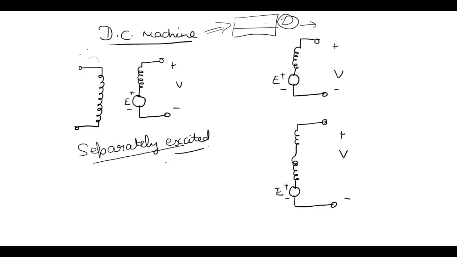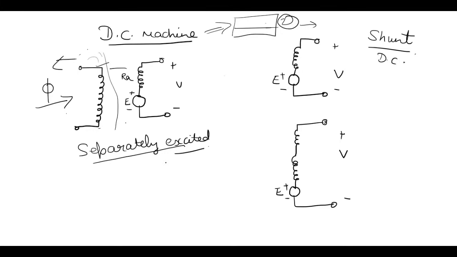Why is it known as separately excited? Because its field winding is separated from the armature winding. There is no connection between these two and therefore we consider field flux, or basically flux, as constant in this case. Now let's come to the next machine, which is the shunt DC machine.